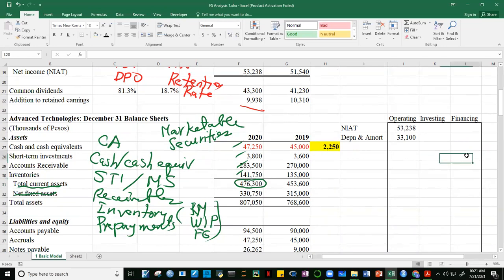Okay, so we place it here and match it here. Question: is it a source of cash or a use of cash? If it is a source of cash, we put a positive; if it is a use of cash, negative. Source of cash, so it should be positive 200. So our formula is this minus this. Okay, right, guys? It should be positive, correct?